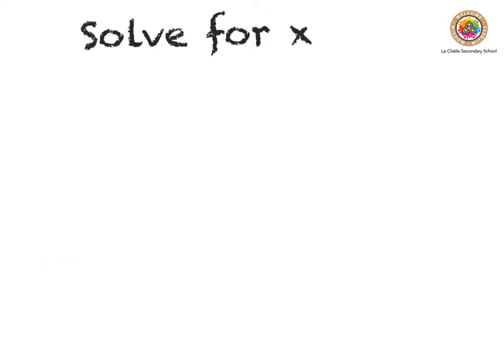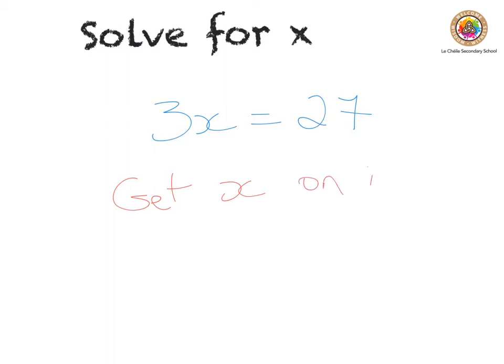Okay, so let's have a look at some examples. Always in these kinds of questions, we're going to be asked to solve for x, or to find x, or find the value of x when, we might say, 3x is equal to 27. Basically, our aim in all of these questions is to get x on its own. That's our one task, to get x on its own. So if we look here at our 3x equal to 27, I want to get x on its own.